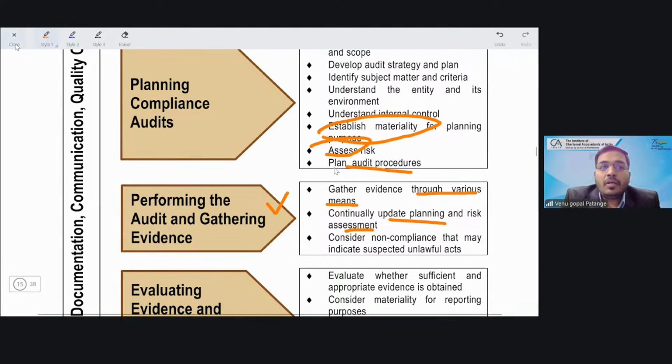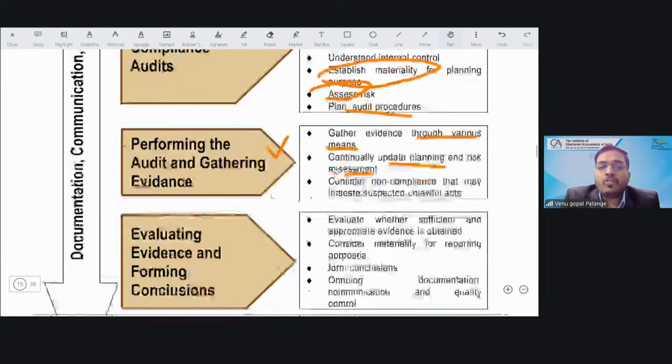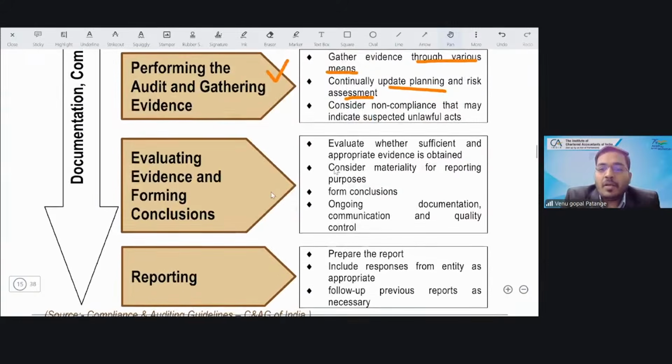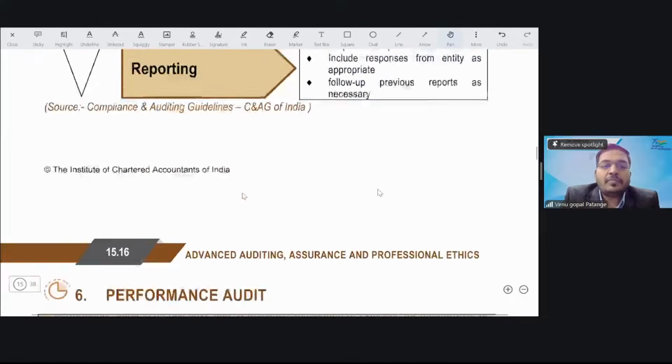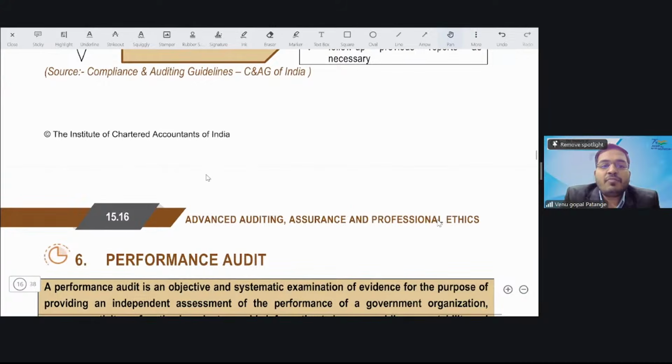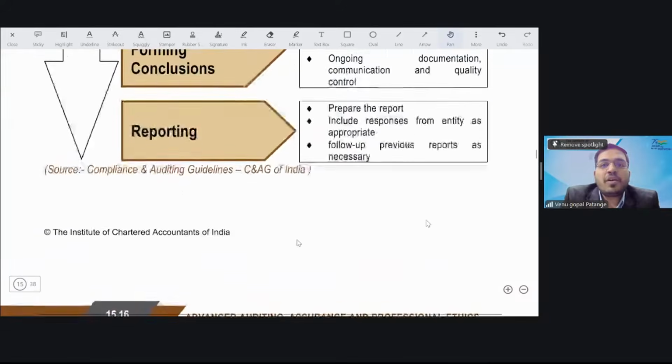So don't alienate this topic. It is what you have learned throughout in many chapters. If you alienate it, you feel like it is something new. It is not new at all. Any doubt till here? We are good till compliance auditing. Next we'll move to performance audit.